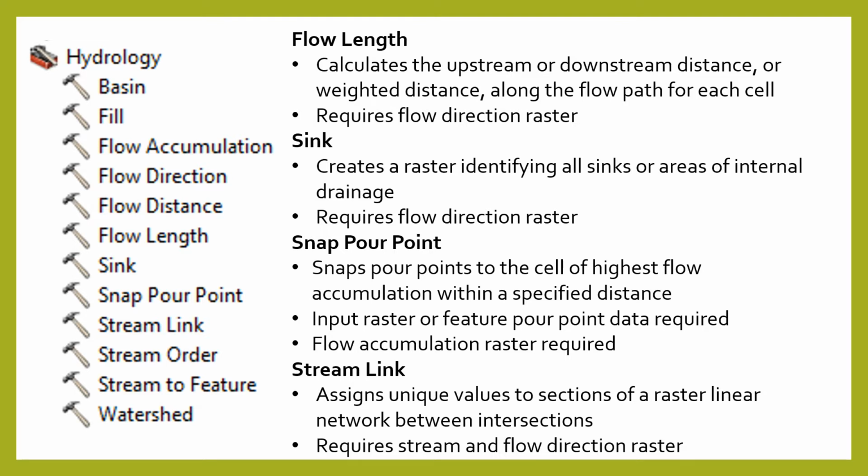Flow length calculates the upstream and downstream distance. It could be a weighted distance or the distance along a flow path. Again, it requires flow direction. The sink tool creates a raster that identifies all the sinks or areas of internal drainage. Sinks are the things that you fill. The snap pour point tool, for example, snaps pour points to the cell of the highest flow accumulation within a distance of where you click.